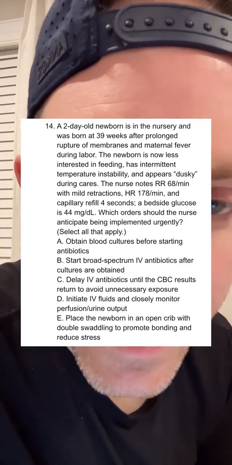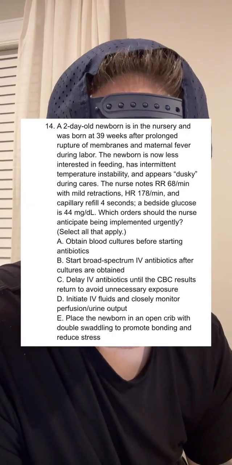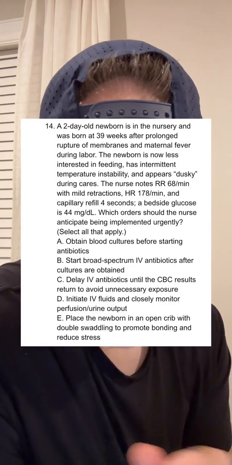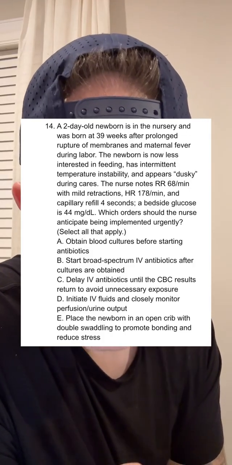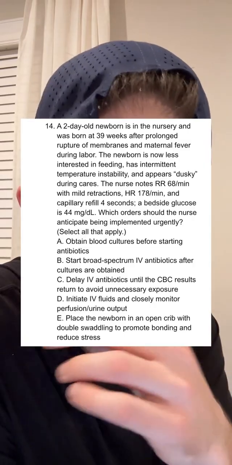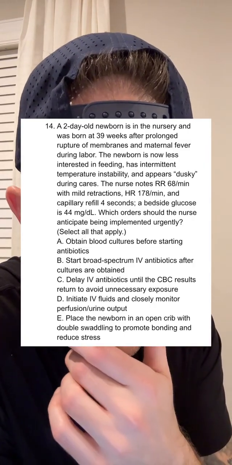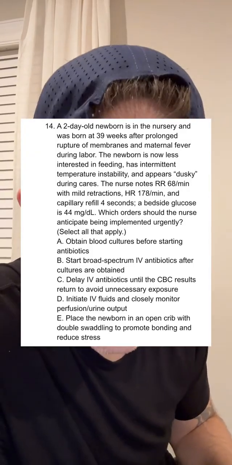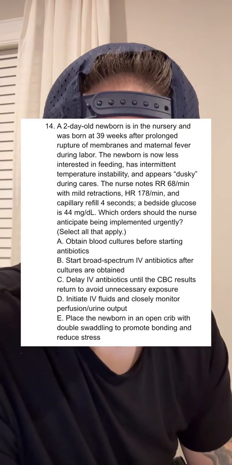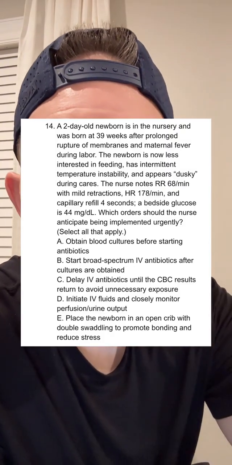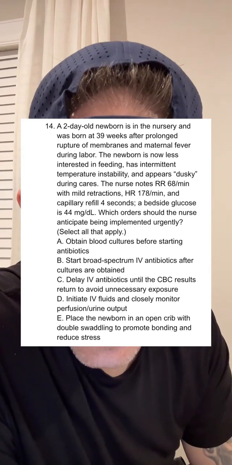It is A, B, and D. That's right. So A, B, and D. We need to intervene. What we're seeing here suggests that there's neonatal sepsis, poor perfusion. So blood cultures with antibiotics and hemodynamics are going to be very important and time sensitive. Absolutely. So it's A, B, and D.